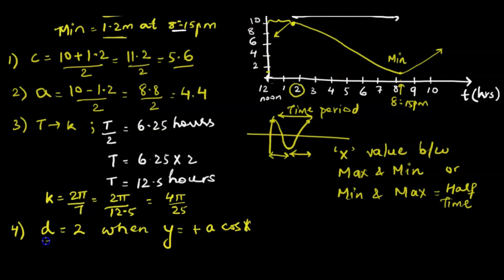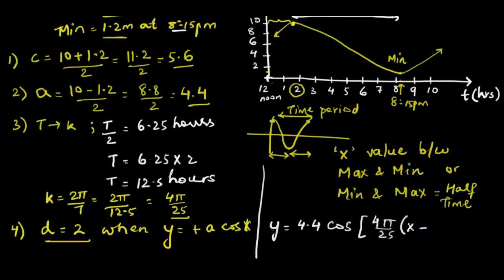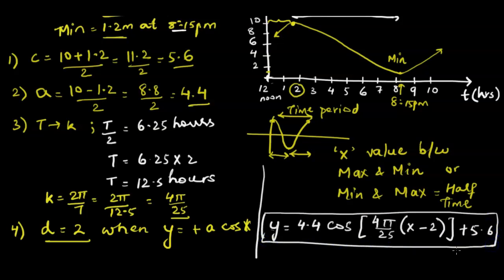Now we would use all of these values, d, k, a, and c, in order to write down the transformed equation of this particular function, and that would be y equals 4.4 cos of (4 pi by 25)(x minus 2) plus 5.6. So this is how this graph is represented in the form of a sinusoidal function equation.